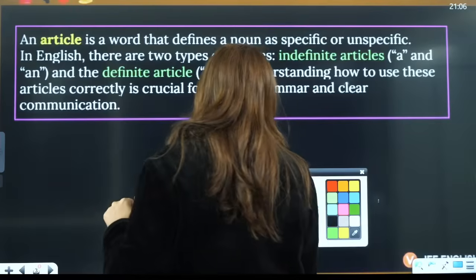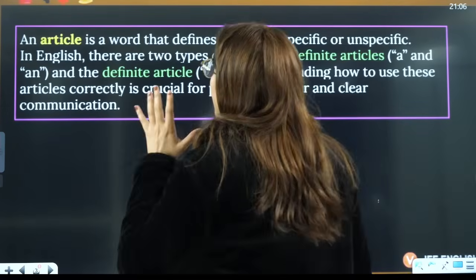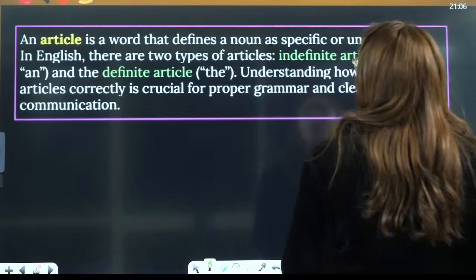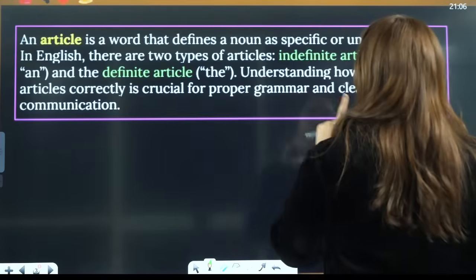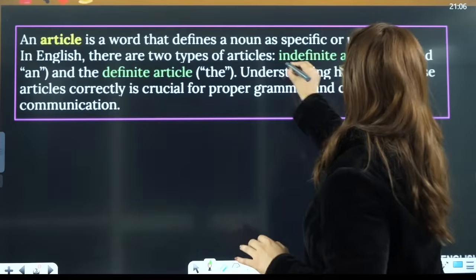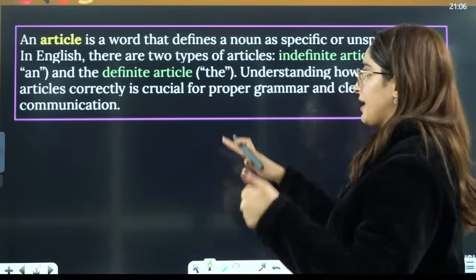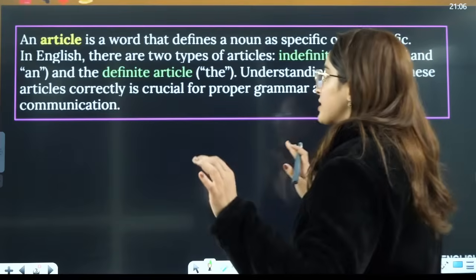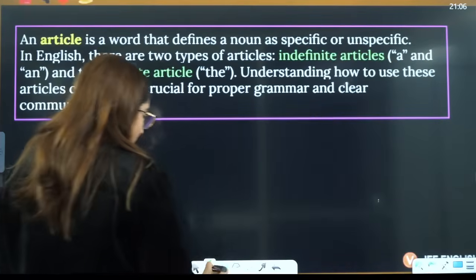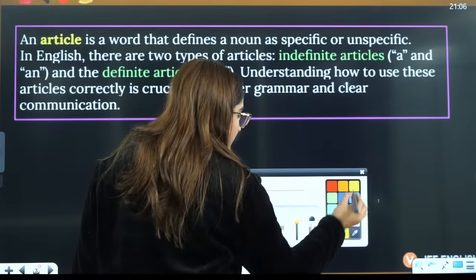Let's see the definition of articles. An article is a word that defines a noun as specific or unspecific. In English, there are 2 types of articles. One is the indefinite article, that is a and an. Then there is the definite article, that is the. Understanding how to use these articles is crucial for proper grammar, so let's see how.